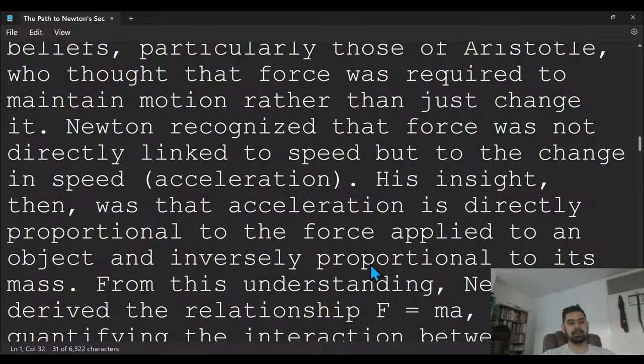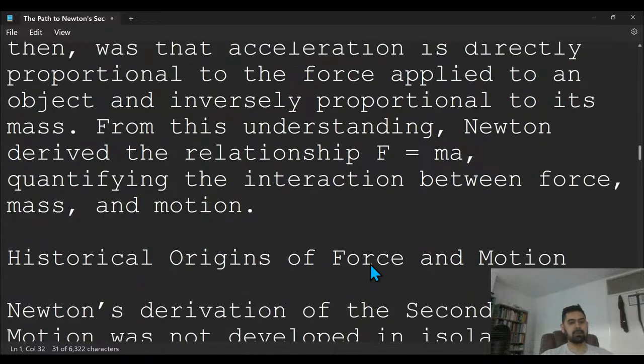His insight then was that acceleration is directly proportional to the force applied to an object and inversely proportional to its mass. From this understanding, Newton derived the relationship F equals ma, force equals mass times acceleration, quantifying the interaction between force, mass, and acceleration.